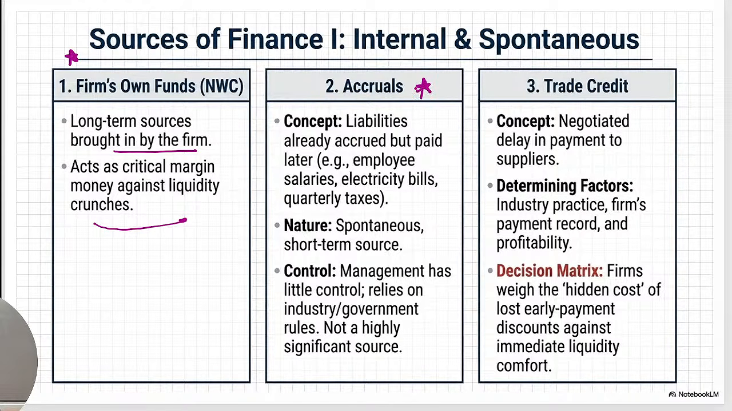Accruals, how the company is generating: liabilities already accrued but paid later, like employee salaries, electricity bills and all, how much you are holding for those. Spontaneous short term, management has little control on these. Trade credit, negotiated delays in payment to suppliers, okay. Let's say you have purchased raw material on credit for 3 months, so how you are doing that negotiation will also help you in this case.